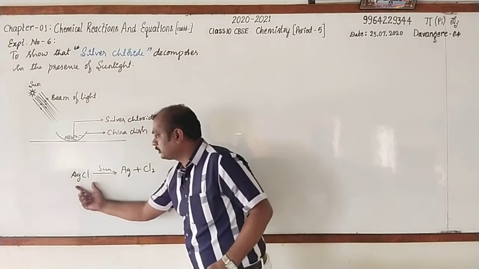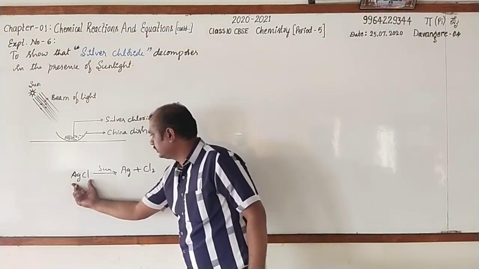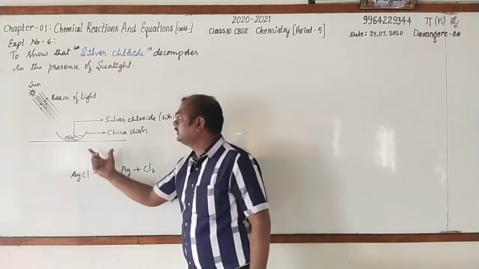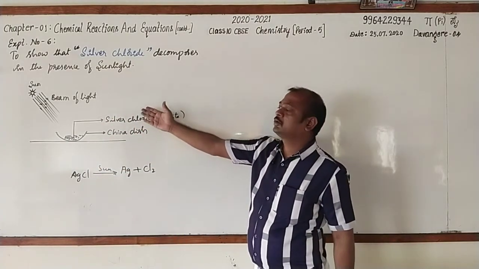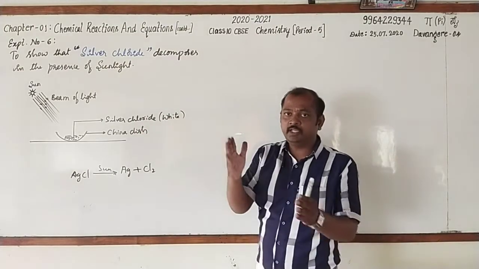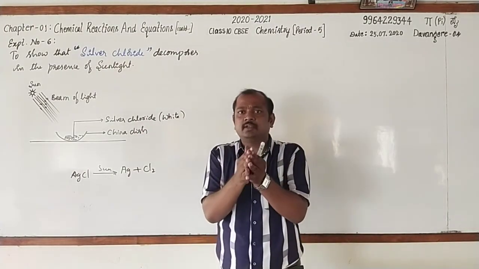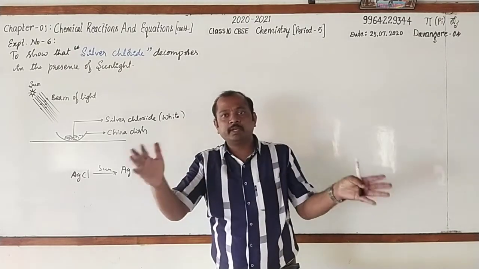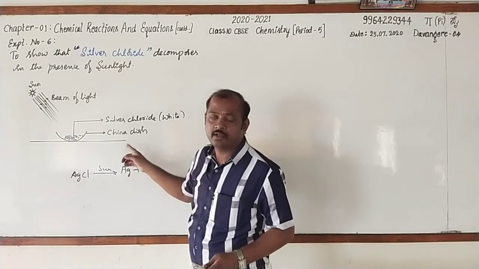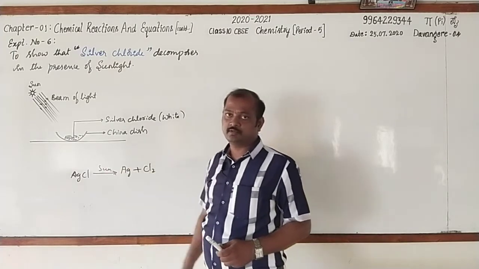Now here you can observe that there is a single compound. It gets split up into two compounds. That is why it is an example for combination reaction. Decomposition reaction. Decomposition. Splitting. Followed. Yes, please go for writing this, then I'll go for writing the procedure.